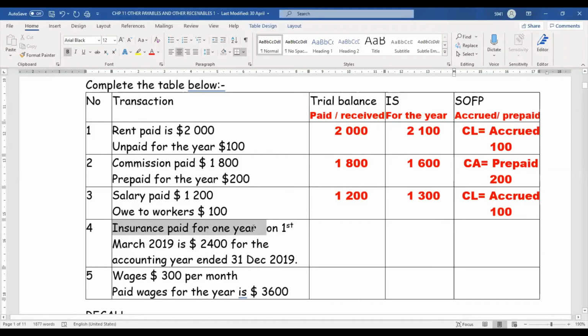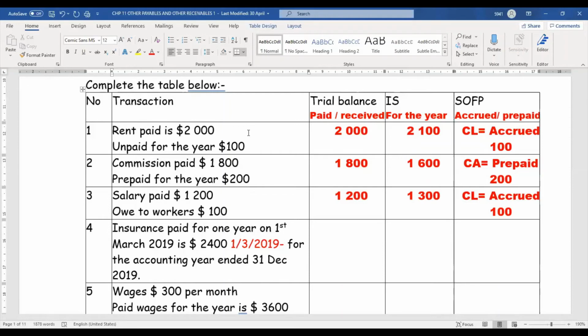Insurance paid for 1 year on 1st March 2019 is 2,400. Okay, I pay the insurance for 1 year on the 1st March 2019. How much do I pay? I pay 2,400. Okay, stop there and answer me. If you pay the insurance on 1st March 2019, your insurance will be valid until what date?